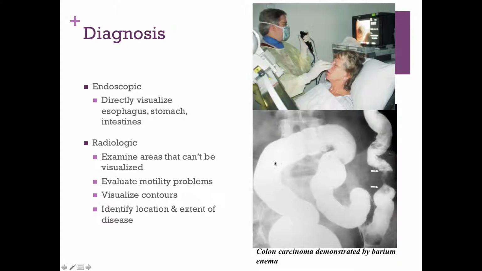Also radiologic, so you can give barium to light up these structures on an x-ray. So here, look at this stricture that's developed because of a tumor. That's a pretty intense stricture that's leading to obstruction. So you can help visualize the contours and identify the location so you can fully evaluate and give a good diagnosis for what the motility problem is.